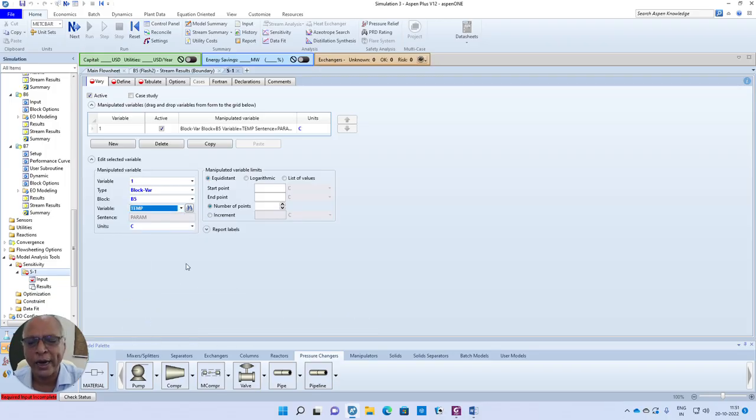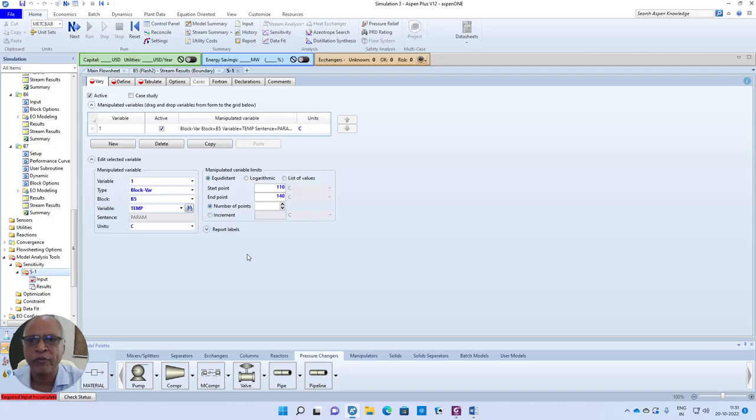In fact, I don't have an idea about its boiling point, its bubble point and dew point. Between that bubble point and dew point, you will be able to vary the temperature. Let me start with 110 degrees centigrade and maybe go to 140 degrees centigrade. Remember, the pressure of the flash column is kept constant.